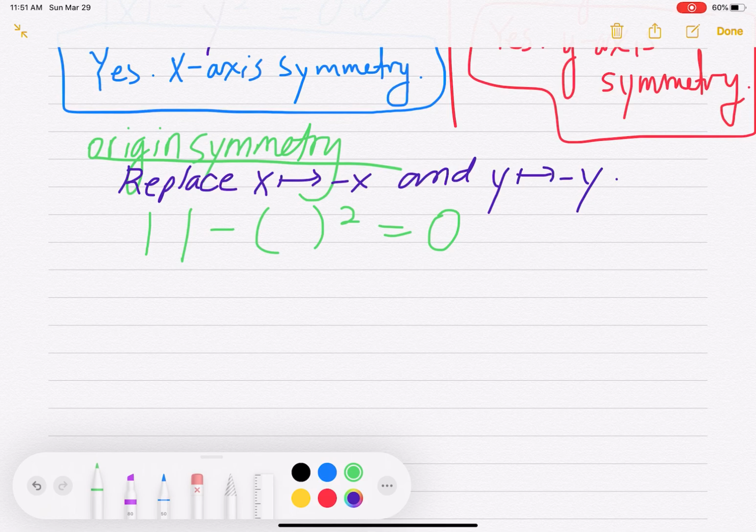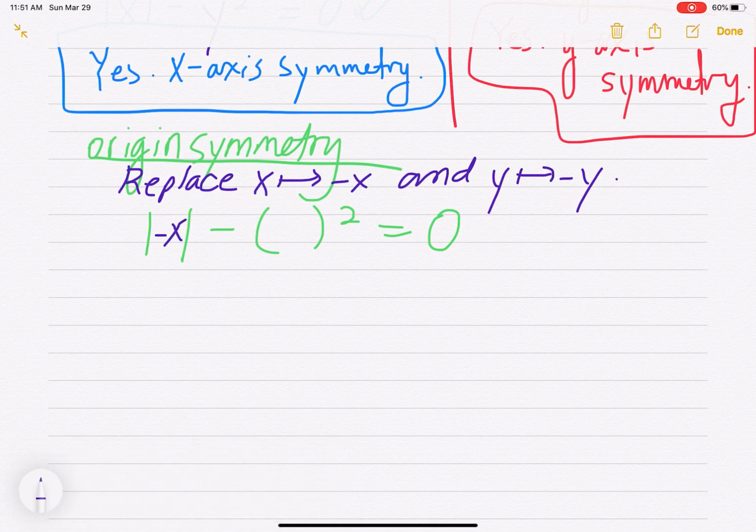So in place of the x, we're going to put a negative x. So a negative x goes within the absolute value. And in place of the y, we're going to put a negative y. So a negative y goes in the parentheses where the square is. Now, we're going to apply the absolute value.